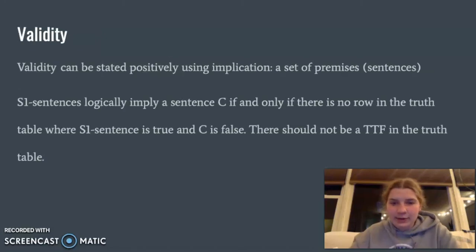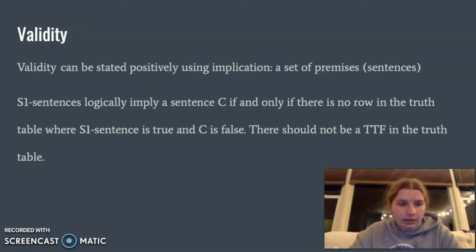Last but not least, we have validity. Validity can be stated positively using implication: a set of premises, S1 sentences, logically imply a sentence C if and only if there is no row in the truth table where the S1 sentence is true and C is false. There should not be a true, true, false in the truth table.